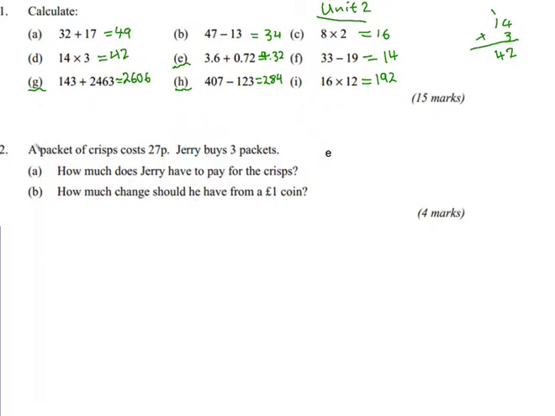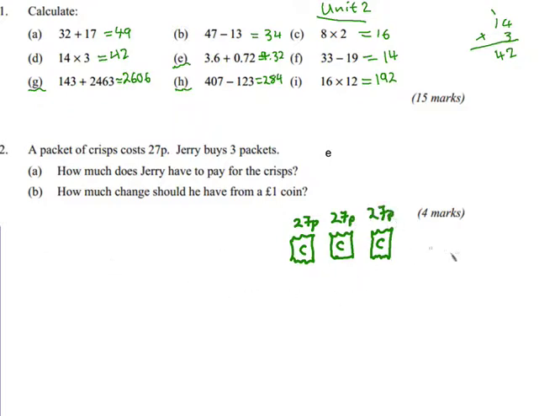Question 2 says a packet of crisps costs 27p. Jerry buys 3 packets. How much does Jerry have to pay for the crisps? We need 3 lots of 27. Here's 1 crisp, 2 crisps, and 3 crisps. I'm going to call C crisps. So we've got 3 lots of 27. We can add them up, but the easiest method is to multiply.